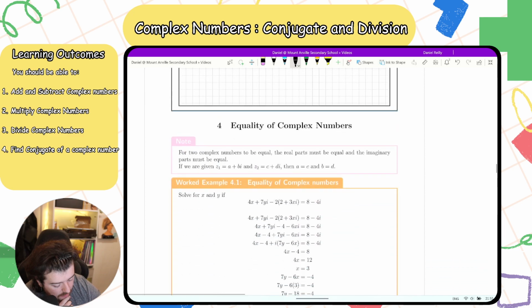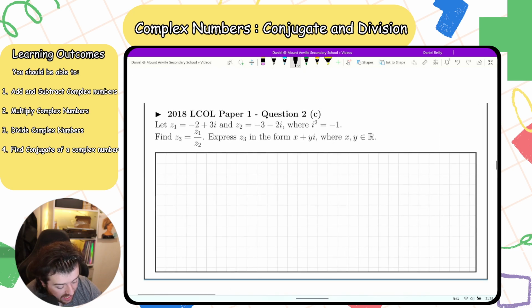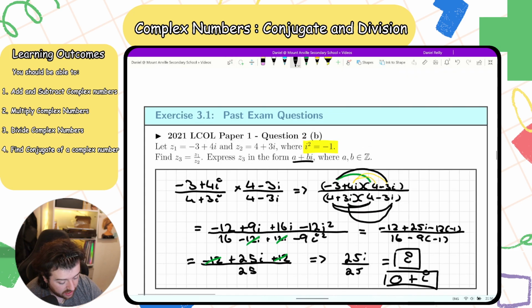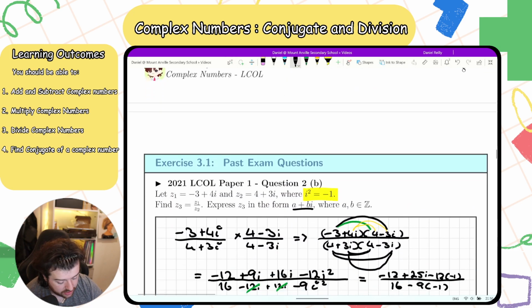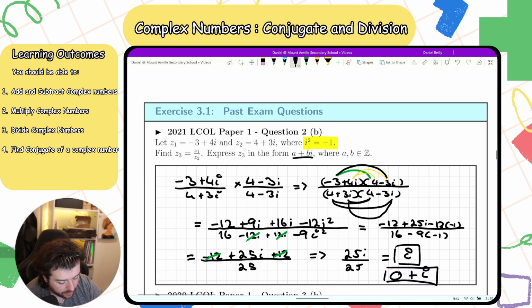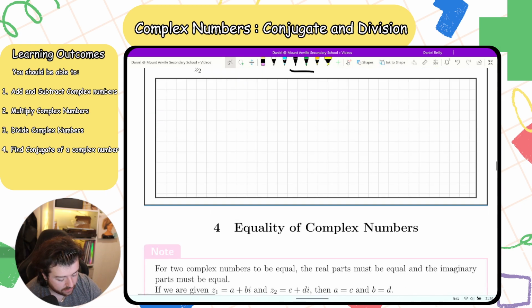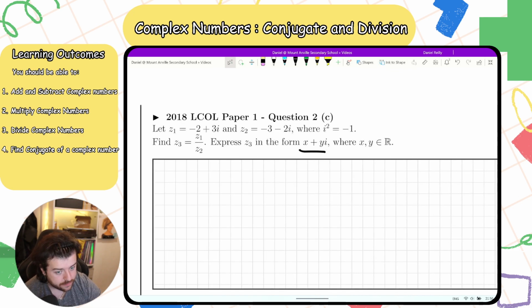Right. We have one more question left. Again, this is very similar to the first question we did. So z1 is equal to minus 2 plus 3i. z2 is equal to minus 3 minus 2i. Find z3, which is equal to z1 over z2. Express z3 in the form x plus yi. The 2021 question is literally a carbon copy. Same thing, different shape, right? So let's do it here.